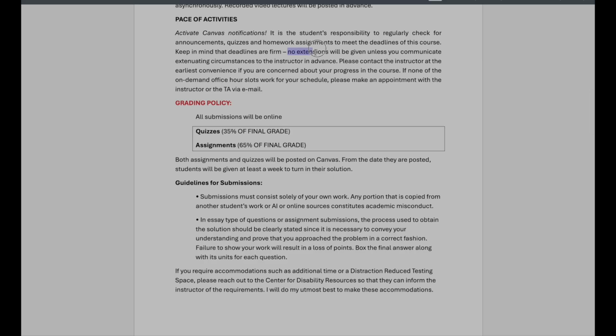Keep in mind that no extensions will be given. It's your requirement to meet the deadlines of this course. Of course, if there are extenuating circumstances, I will accommodate them. However, this is a very short course. You will be going over the material of an entire semester in, I believe, 8 weeks. So please work towards meeting the deadlines.